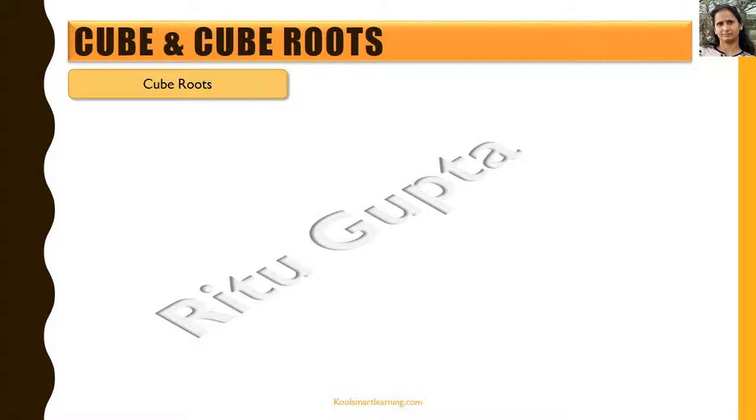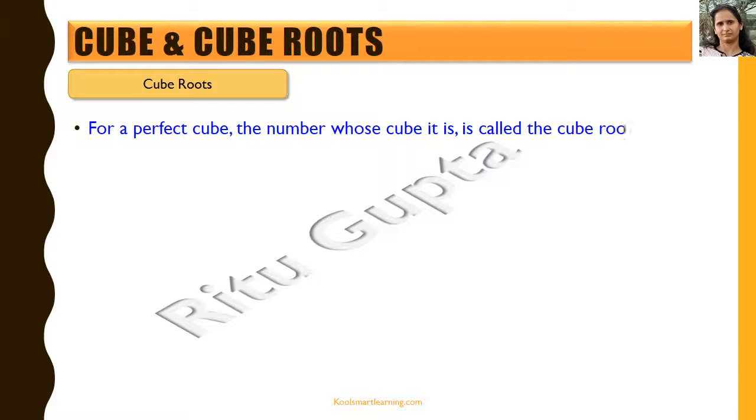We'll be talking about cube roots in this session. So let's first understand what a cube root is. For a perfect cube, the number whose cube it is, is called the cube root of that cube number.